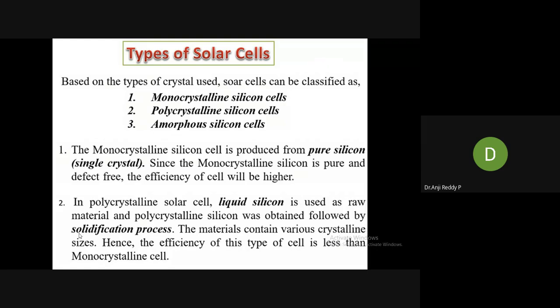What we have to do is heat it up to its melting point. Then we get the liquid silicon. That liquid silicon we take as a raw material, and we convert it into polycrystalline silicon by the solidification process. But in the case of monocrystalline, we are taking a single crystal.